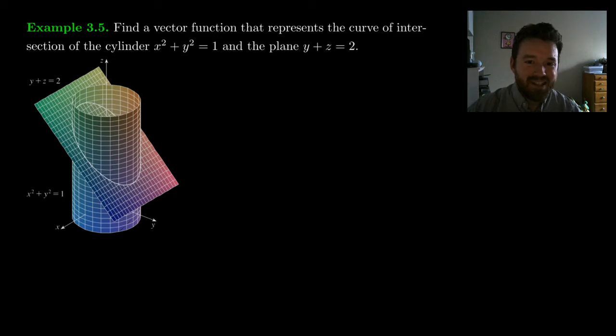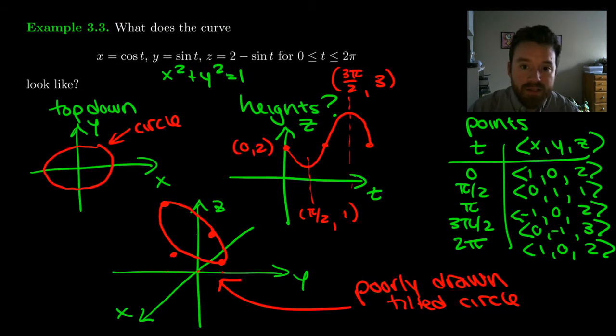So you may have noticed I skipped example 3.4. I'm going to reserve examples like that, the matching games and true or false questions, for something we do during workshop. So let's skip to example 3.5, which actually is going to be really nice to notice the similarities between these two examples. The last example that we did together was to find this tilted circle.